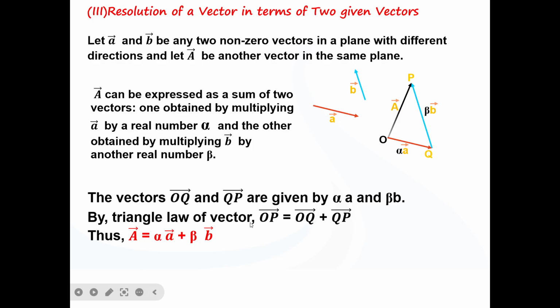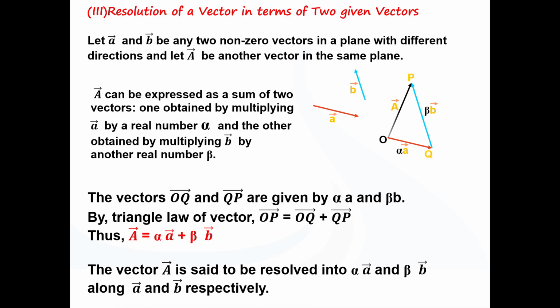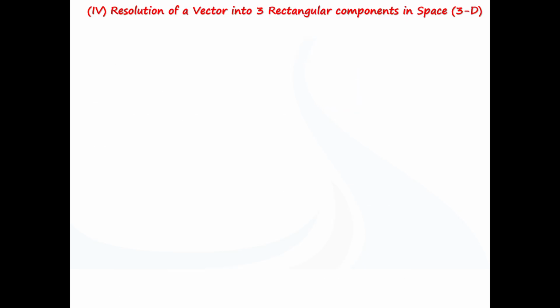By triangle law, vector OP equals vector OQ plus vector QP. Thus, vector P equals alpha vector A plus beta into vector B. The vector P is said to be resolved into alpha vector A and beta vector B along A and B respectively.